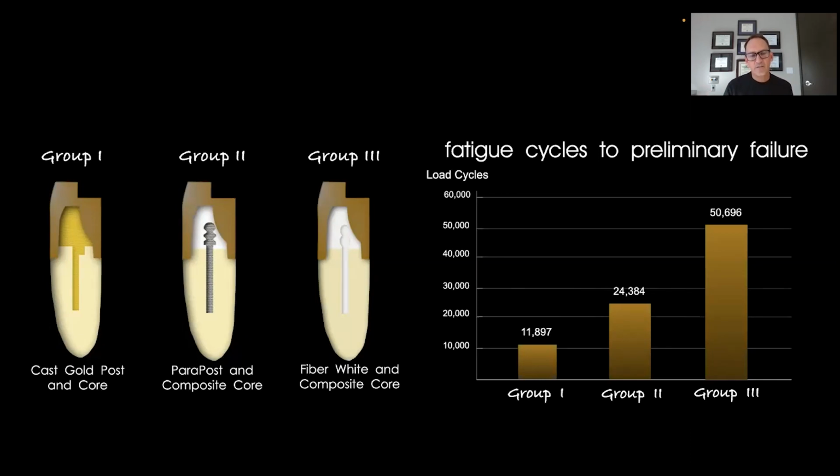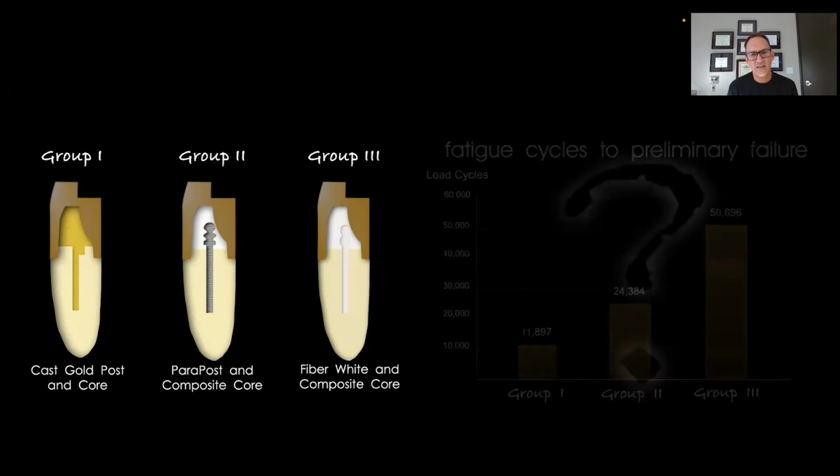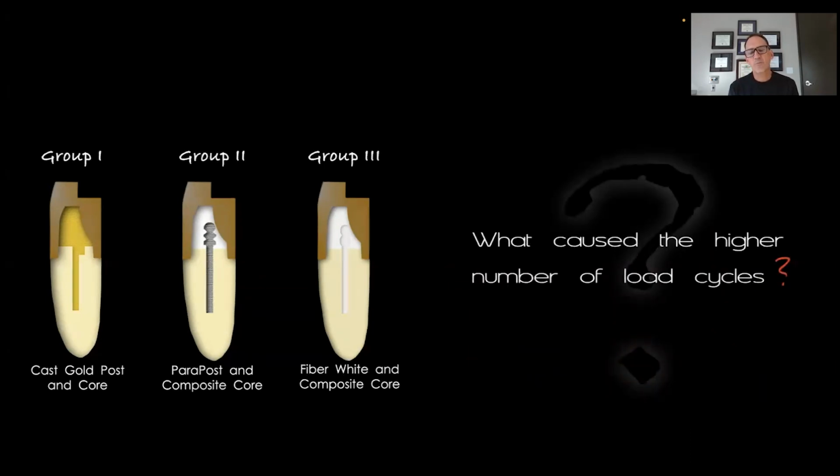What did he find? What he found was the one that had the fiber post had significantly more cycles before it fatigued. So you go, okay, maybe the fiber post is what we need to be doing because stiff posts break teeth. But there's a problem with his literature. There's a problem with his design. What caused the higher number of cycles before it fatigued? Is it the flexibility of the post, or is it the fact that that entire system has to be bonded? Your core and your post are bonded, whereas the other two, the posts are actually conventionally cemented.